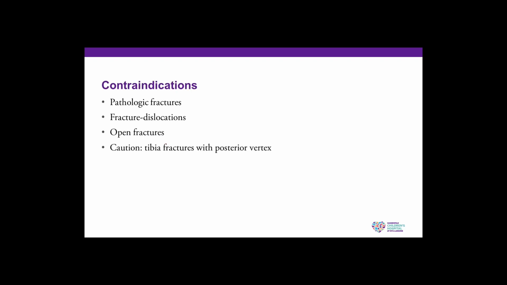Cast wedging is best used in the first 3 weeks after a fracture. Contraindications to cast wedging include fractures that occur as a result of underlying pathology of the bone, fracture dislocations, open fractures, and wedging for tibia fractures with a posterior vertex. Adverse effects of cast wedging may include pain, thermal injuries, muscle spasm, paresthesias, delayed capillary refill, skin breakdown, and shortening of the fracture, and this tends to occur more commonly with closing wedges.